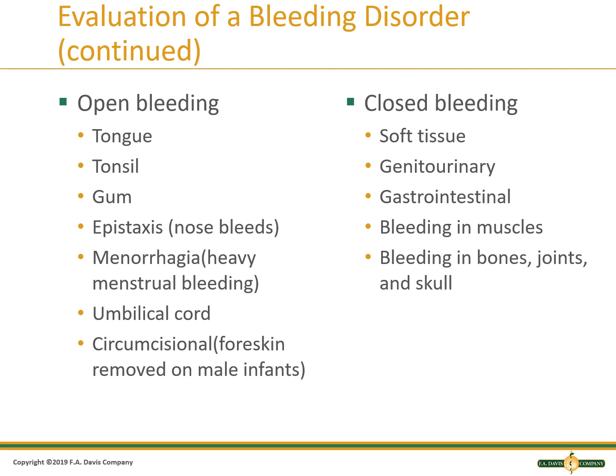Circumcisional, which, as I mentioned before, is when the foreskin is removed on male infants. Closed bleeding is going to be more akin to issues with bleeding in soft tissue, your genitourinary tract, gastrointestinal bleeds, bleeding in the muscles, bleeding in the bones, joints, and even the skull.